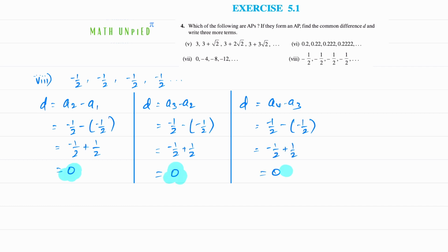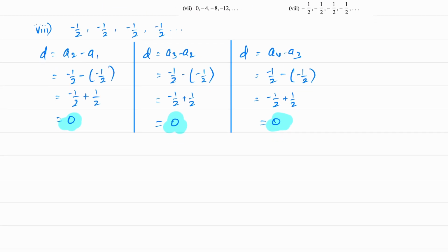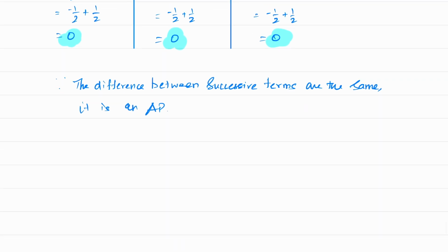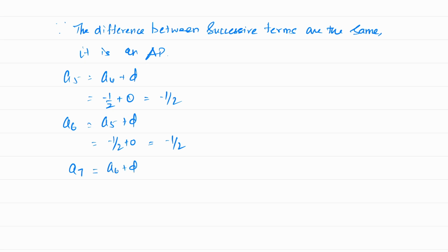So the difference is same, so we can write the same story. Since the difference between the successive terms are same, it's an AP. So after this, we have to give the next 3 terms. So what will be A5? A5 equals A4 plus D, and we know D equals 0. So this is negative half plus 0, which is equal to negative half. Similarly, A6 equals A5 plus D, which is equal to negative half plus 0, which is again negative half. And A7 equals A6 plus D, which is again negative half plus 0, which is equal to negative half.